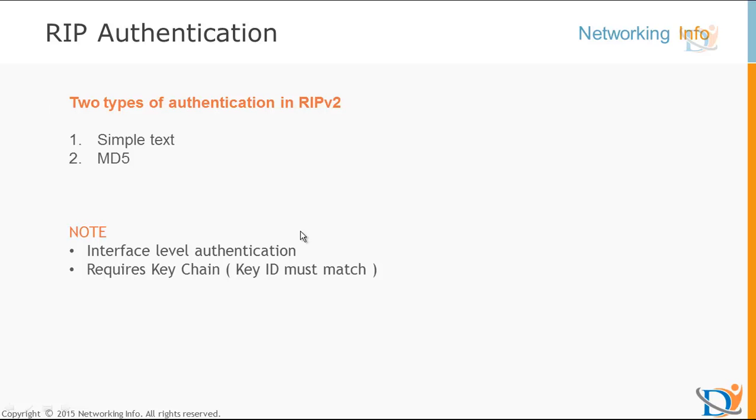Now we have to define a keychain, where we create one ID and password. So first we create the keychain, after that we set the authentication mode on the interface, then we apply that keychain along with the authentication mode. So this is all about RIP authentication. Two types of authentication. We will configure and understand more about these.